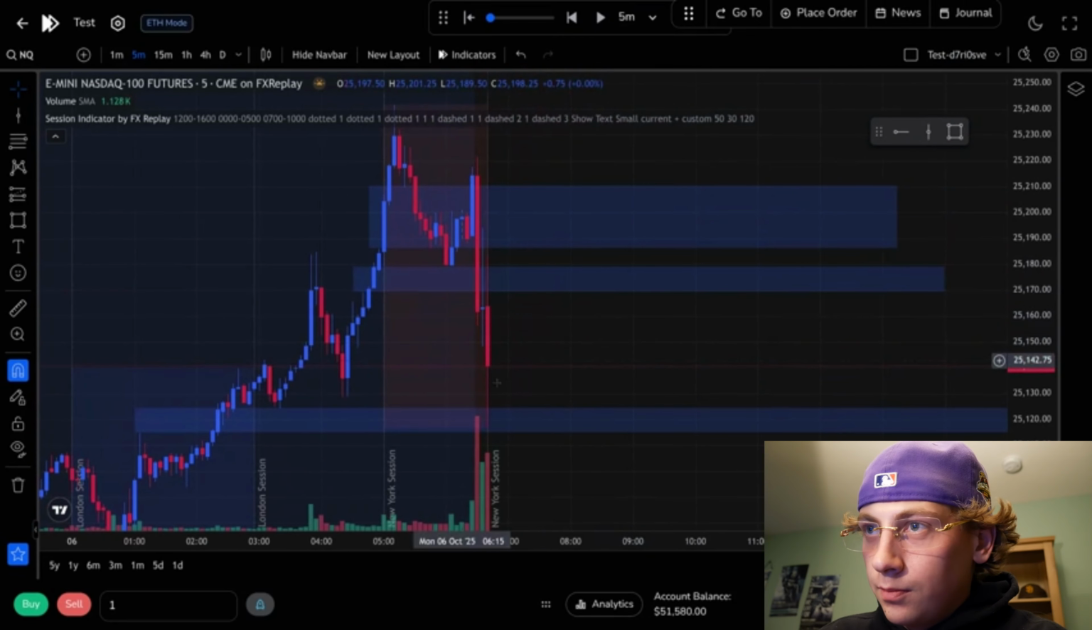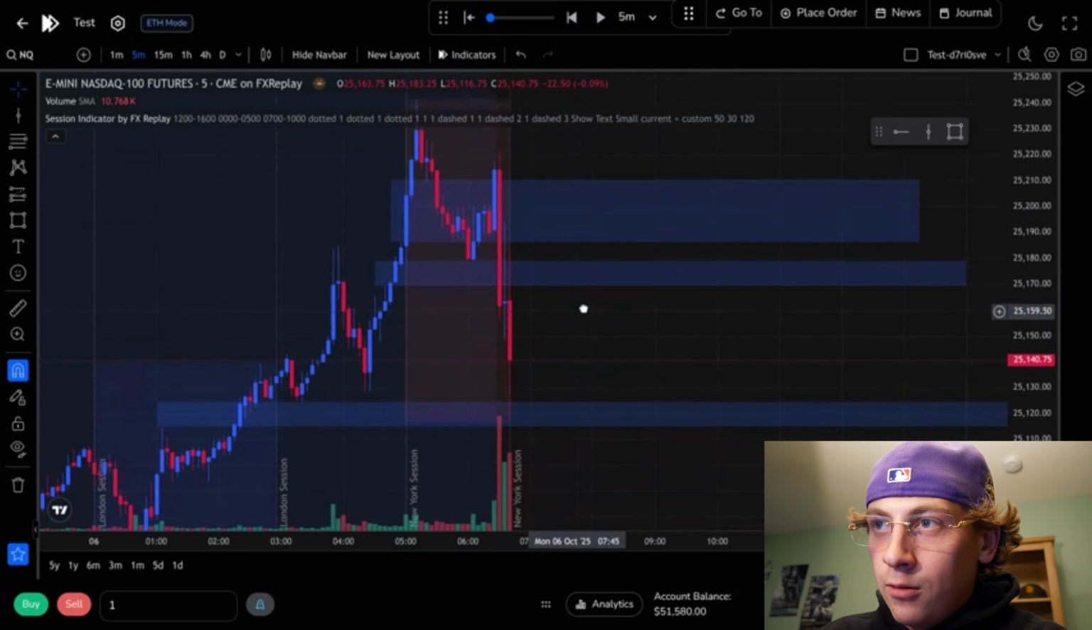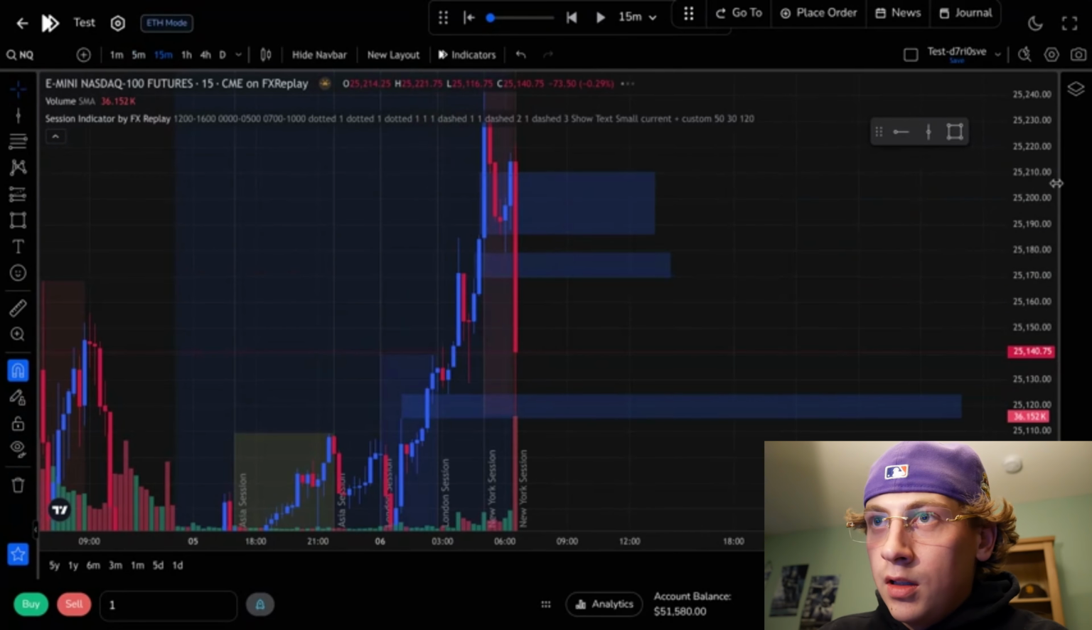Simple setup. You don't need to catch the whole move. Just got to be in at the right time. You could have entered a little bit earlier. You could have entered a little bit later. You still would have caught the move. You got to know what to target, right?